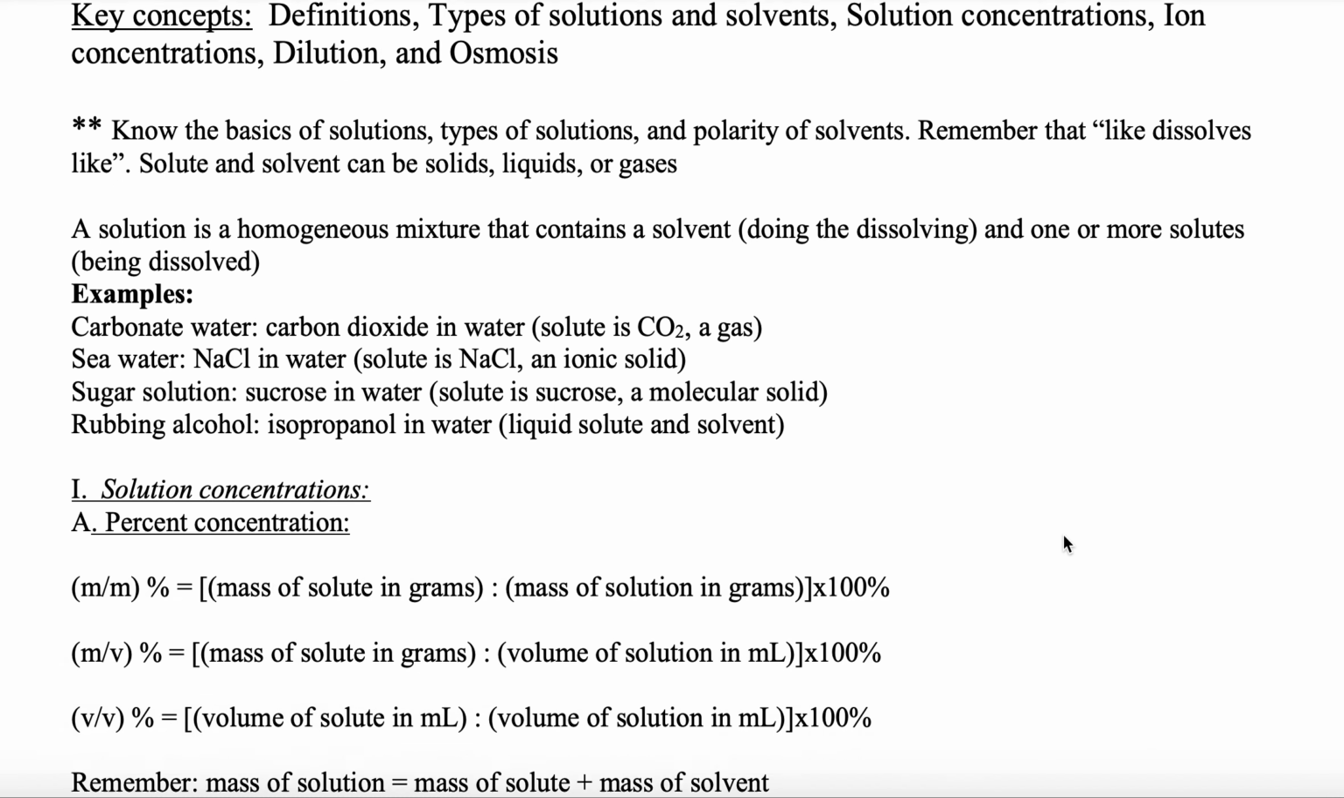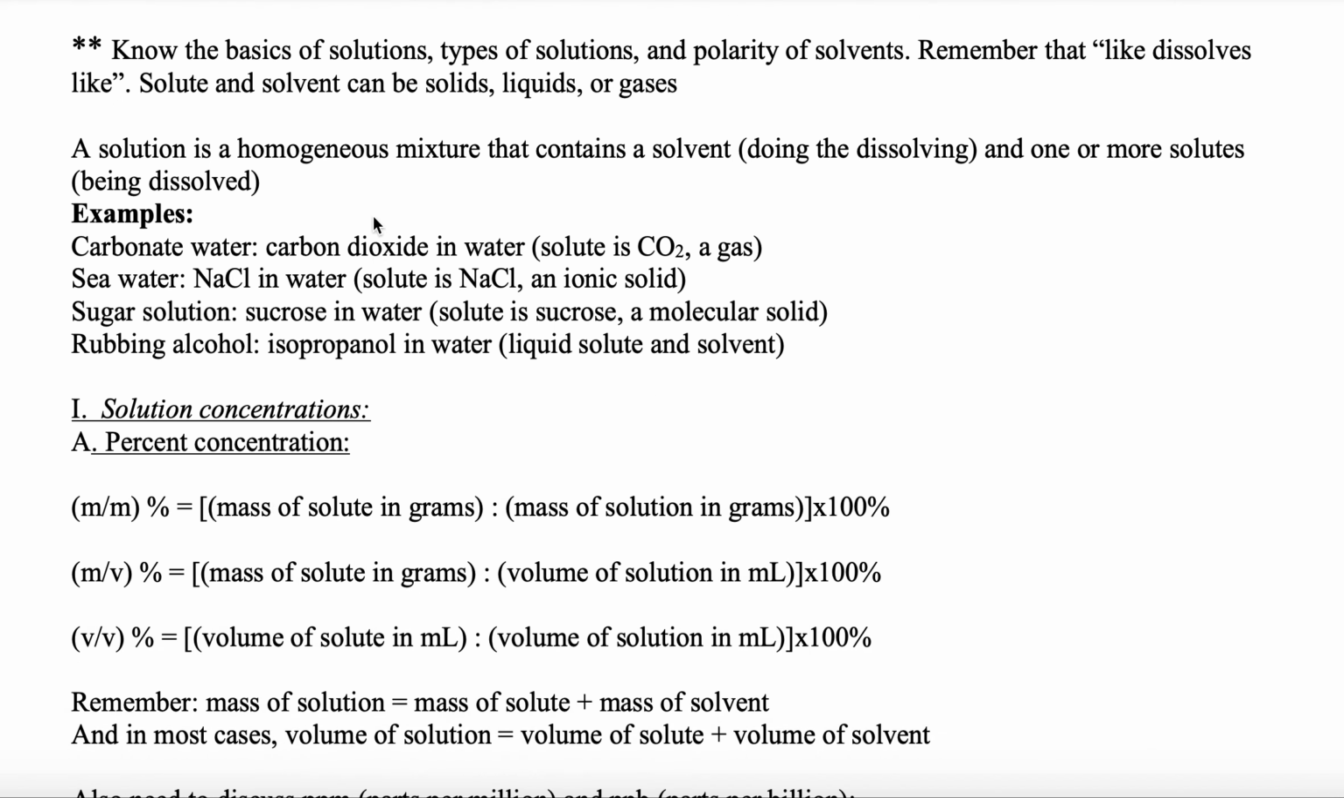Okay, we got a few examples here for you. Carbonated water. You got carbon dioxide in water. Your solute is carbon dioxide. It's a gas. Seawater, you got sodium chloride, which is salt, in water. Solute is your sodium chloride, that's table salt. It's an ionic compound. Sugar solutions, you got sucrose in water. Your solute is sucrose. It's a molecular solid. You got rubbing alcohol, in which we have isopropanol in water. Your solute is liquid isopropanol, okay, and your solvent is water.